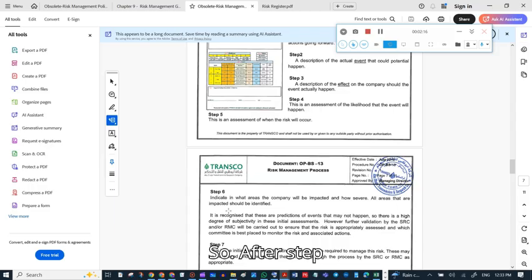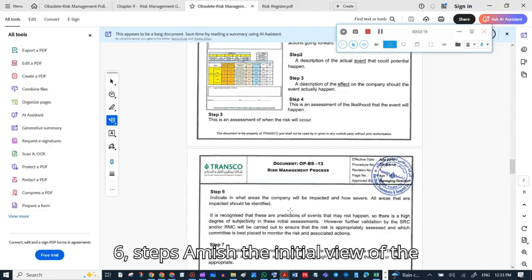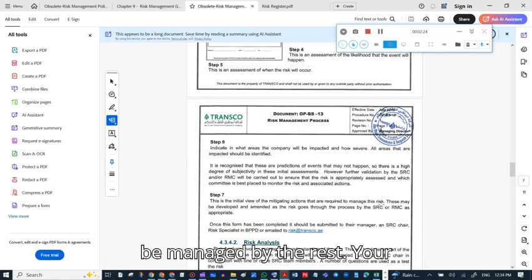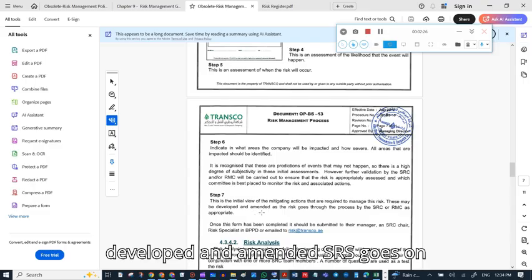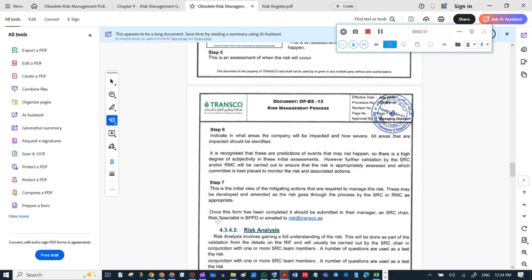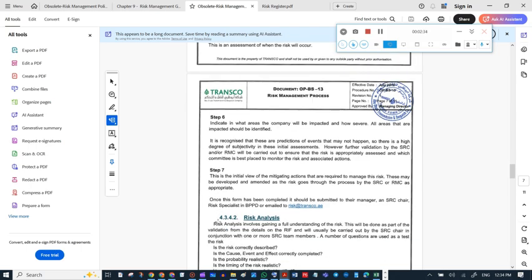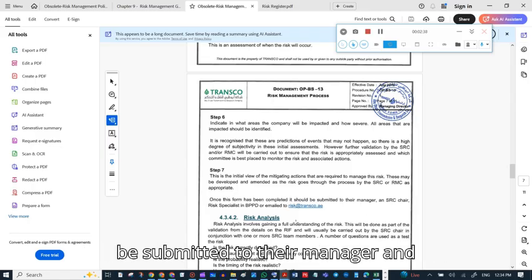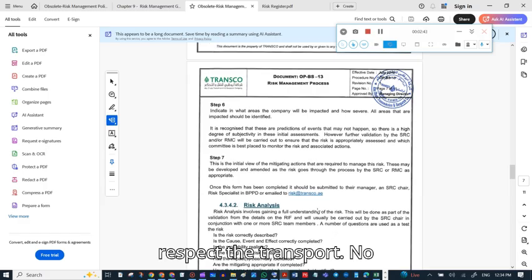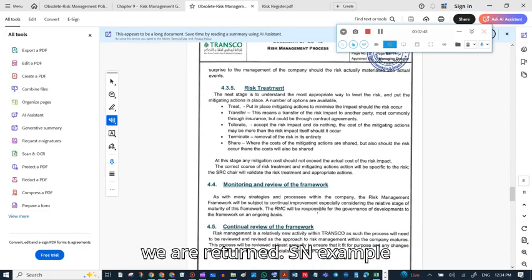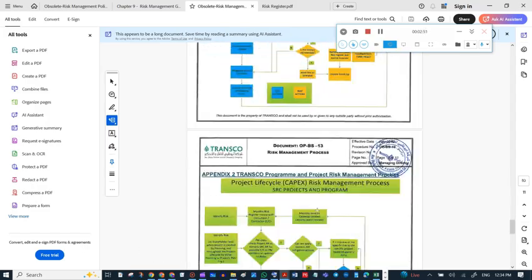After step 6, step 7 is the initial view of the mitigating actions that are required to be managed by the risk. It is developed and amended as the risk goes through the process by SRC or RMC as appropriate. Once this form is completed, it should be submitted to the manager and associate chair, risk specialist, or emailed to risk@transco.ae.